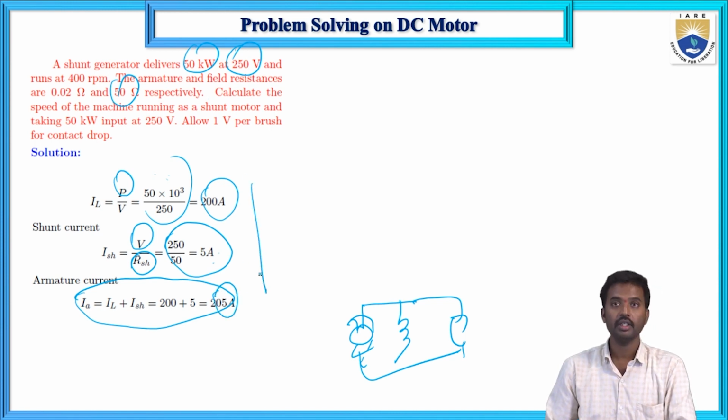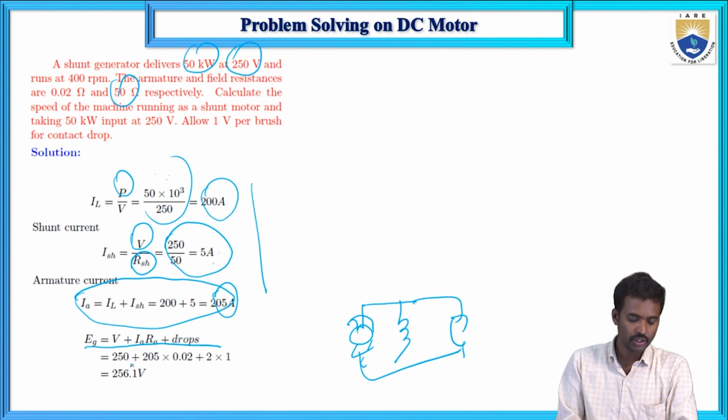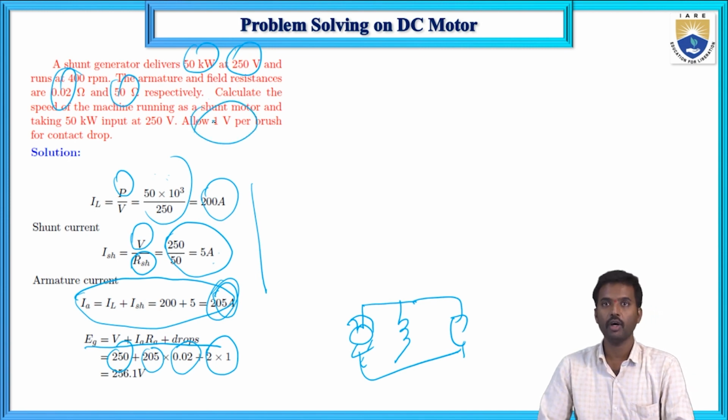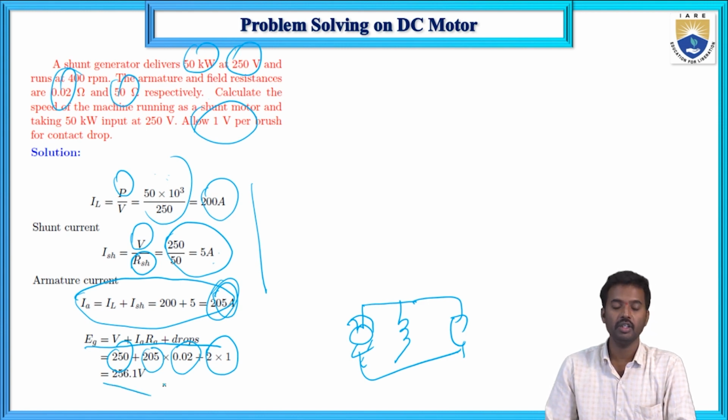Next, EG equals V plus IA RA plus voltage drops: 250, plus 205 into RA, which is 0.02, and next 2 volts, 2 into 1. For this voltage drop, we have 2 brushes, so 2 into 1. So the final EMF is EG equals 256.